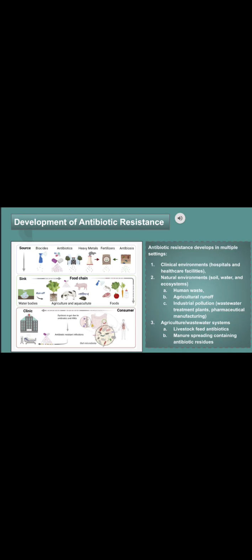Antibiotic resistance occurs in multiple different settings, including clinical environments like hospitals and healthcare facilities, natural environments like soil, water, and different types of ecosystems, and agriculture and wastewater systems. Bacteria is found inside of the soil, water, and different living organisms like wildlife, which are exposed to antibiotics through human waste, agricultural runoff, and industrial pollution. There is selective pressure for bacteria to develop resistance in natural environments that are polluted through natural selection.